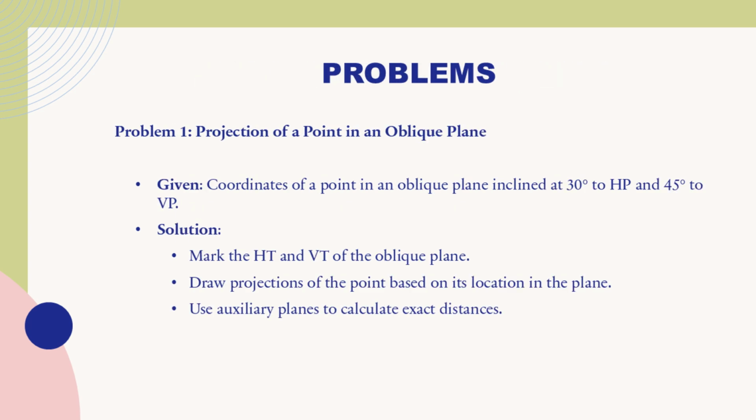Let's solve a practical problem involving a point in an oblique plane. We'll work with a plane inclined at 30 degrees to the horizontal plane and 45 degrees to the vertical plane. First, mark the horizontal and vertical traces of the oblique plane. Draw projections of the point based on its precise location within the plane. Use auxiliary planes to calculate exact distances with precision.